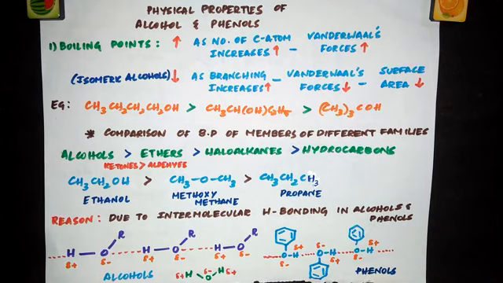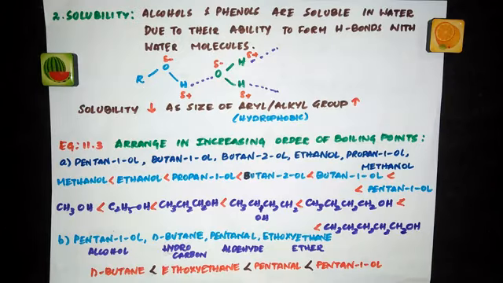So the next physical property that we are going to see is solubility in water. Alcohols and phenols are soluble in water. Usually organic compounds are insoluble in water, but why are alcohols and phenols soluble in water? Again, the reason is their ability to form hydrogen bonds with water molecules.